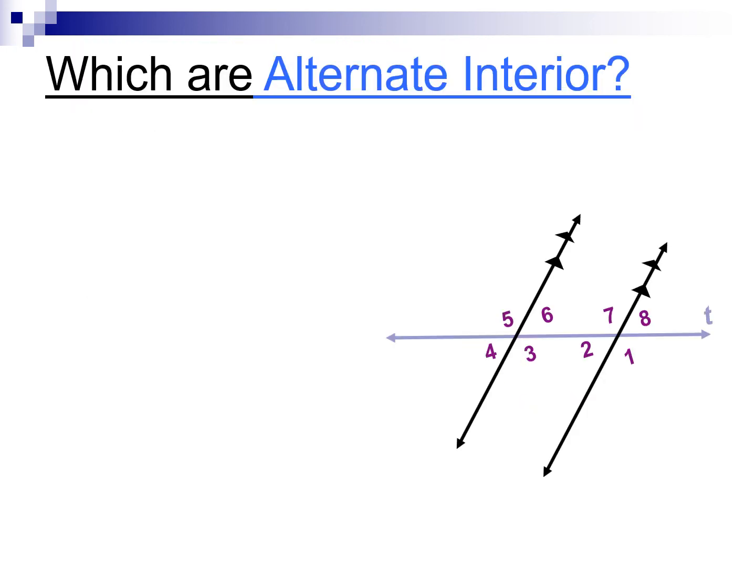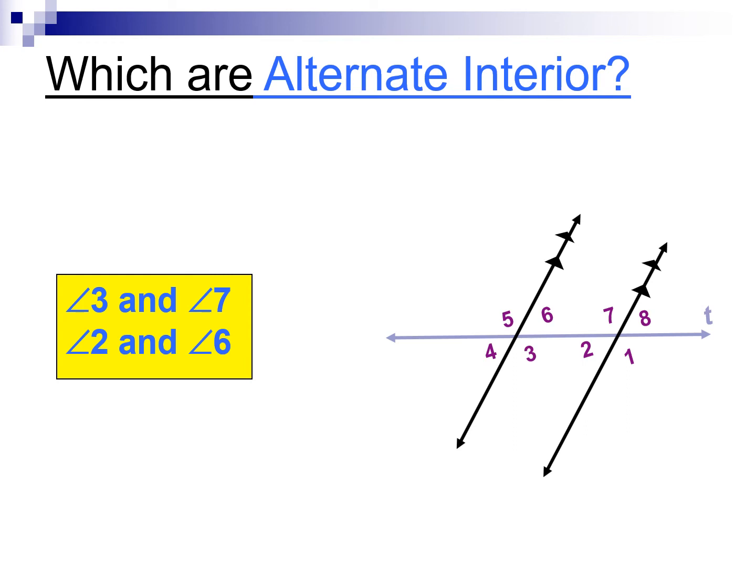Alternate interior. Now let's see if you can pick out what's alternate interior here. Think about it a minute. 2 with 6, 1 with 3. Parallels are turned different, but it's still in between the parallels. Interior, right? Inside, and then one's on the left, one's on the right, or one's on the top, one's on the bottom.